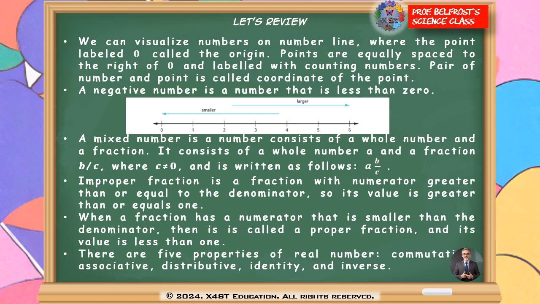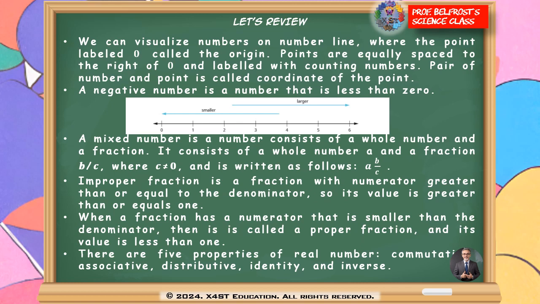Okay, so next we are now entering the realm of fractions. A mixed number. What is a mixed number? A mixed number consists of a whole number, say a, and a fraction of the form b over c, where c is not zero, and it's written as follows: a and b over c.